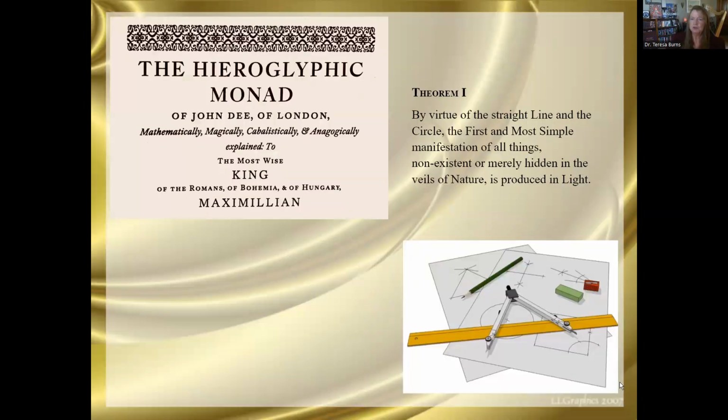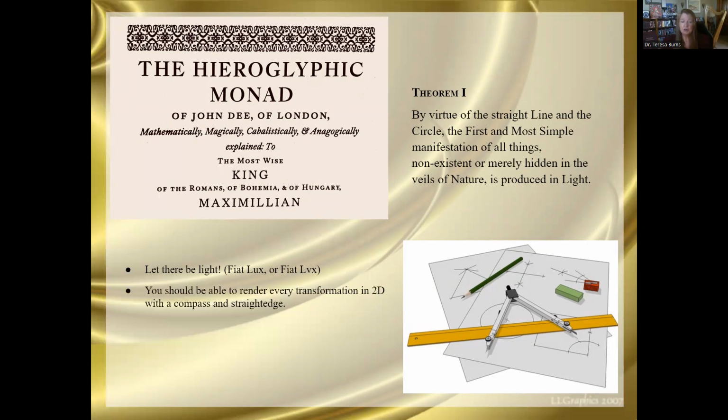But let's review the first three theorems now. So, theorem one: by virtue of the straight line in the circle, the first and most simple manifestation of all things, non-existent or merely hidden in the veils of nature, is produced in light. Okay, quiz yourself. I don't mean this to be one of these lectures where you can just nod and say, yeah, I kind of get it. Quiz yourself and see if you understand the context here. How is the context here the fiat lux of Genesis 1:3? That's going to be super important when we get to, say, Theorem 17, which is all about light and conic sections.